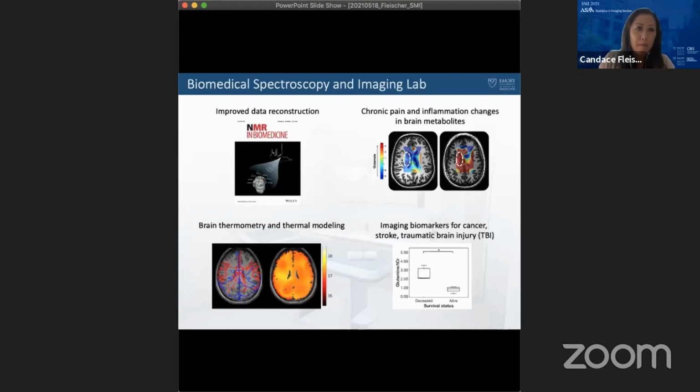We're also looking at metabolite changes in a number of different cohorts, but largely related to inflammation and chronic pain. It's been demonstrated that both of these can induce changes in local brain metabolite concentrations, and so we're trying to explore this a little bit further. Another big focus area of my lab is to look at brain thermometry and thermal modeling, and I'll talk a little bit about this today. Brain thermometry can also be done using this MR spectroscopy technique. And lastly, a big focus is developing new imaging biomarkers using this method for a wide range of diseases.